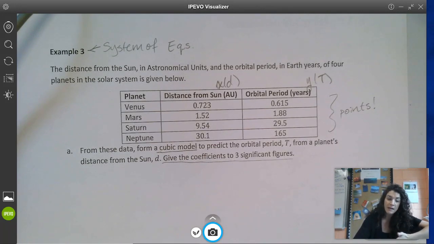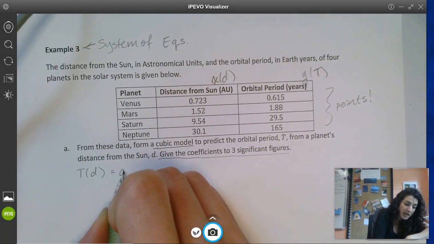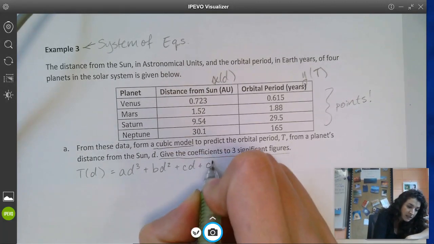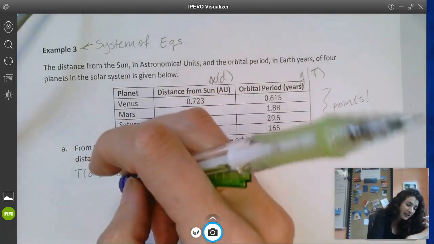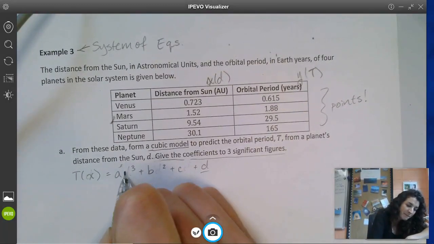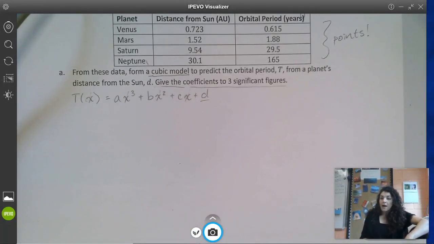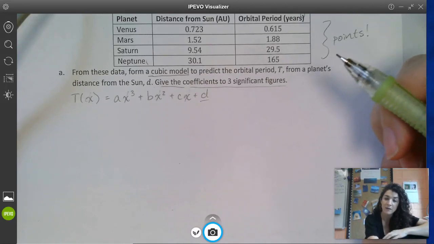And if we have a bunch of points, then that means we're making a bunch of equations that involve A, B, C, and D. That time as a relation of distance is going to be equal to A times distance cubed plus B times distance squared plus C times distance plus D, which is different than this D. So maybe I should call it X for right now until we get to our final answer, just for clarity. Okay, so we have 4 unknowns, A, B, C, and D. We have 4 points, Venus, Mars, Saturn, Neptune. These are all points. So now I can just take these values and plug them in.